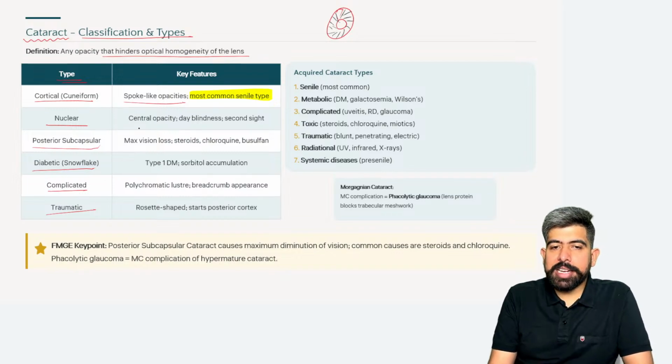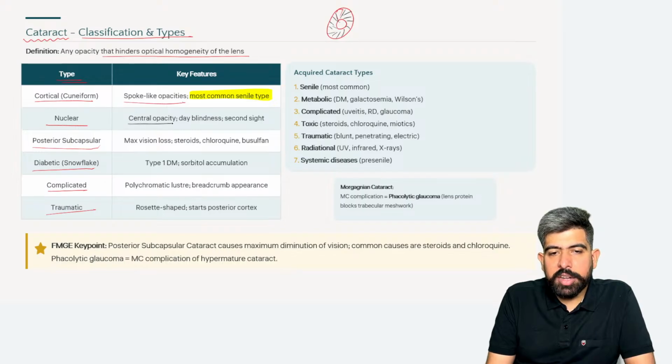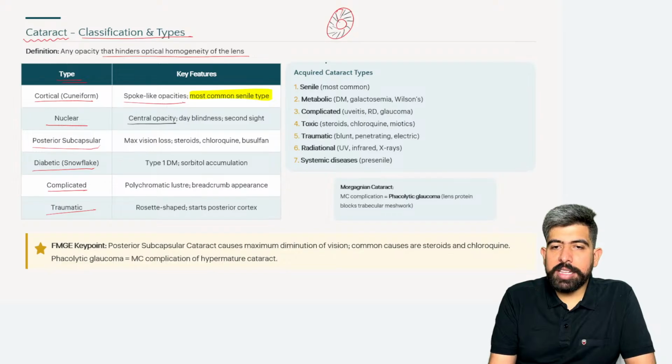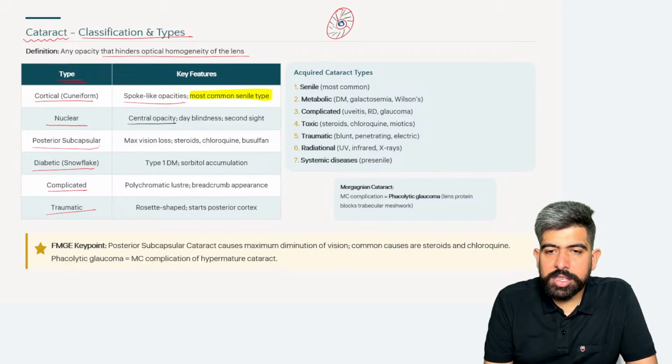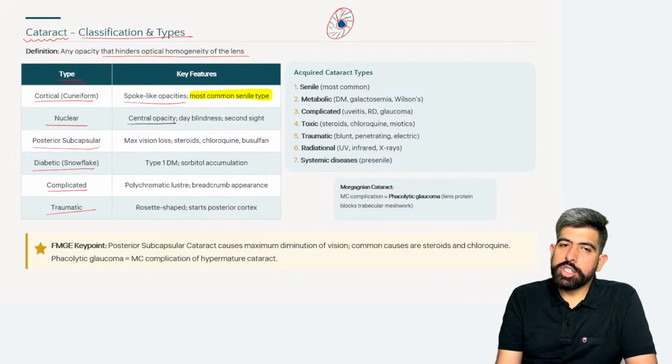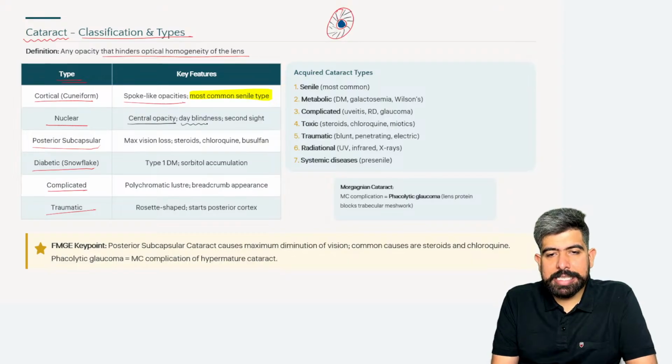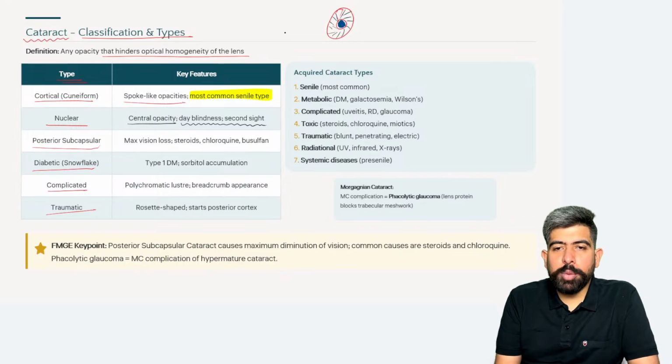The next we have the nuclear cataract. Please remember, in the nuclear cataract, we are going to find the central opacities. The central part of the lens will get opacities, and that will be known as nuclear cataract. And please remember, in this patient, what will we find? Day blindness. And what do we mean by day blindness?